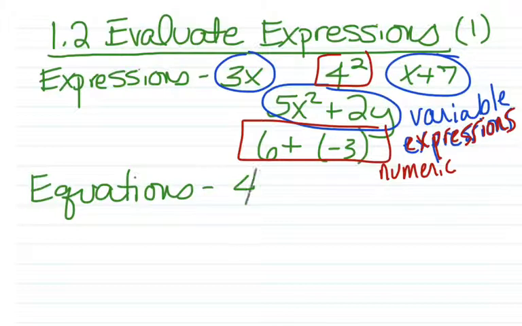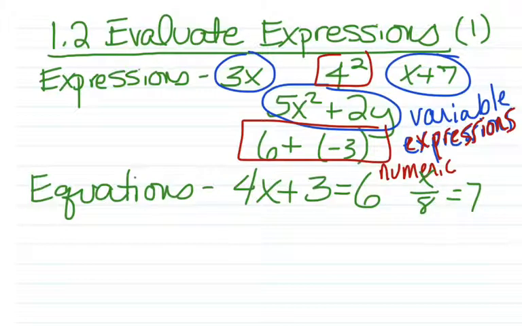Equations. What's the difference between expressions and equations? Equations have an equal sign. So we have algebraic equations. These have one variable. We could solve them. They have one answer. That one answer could be graphed on a number line.